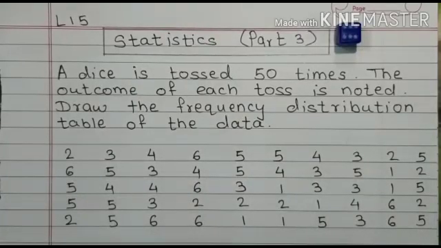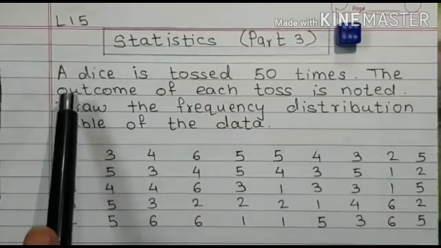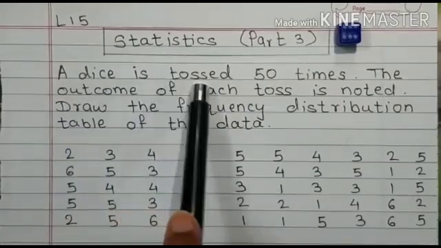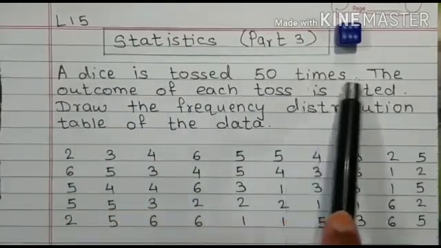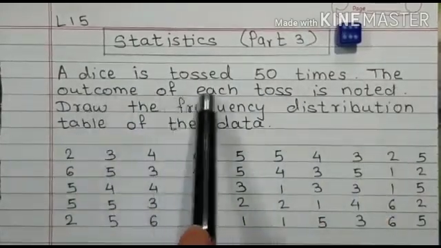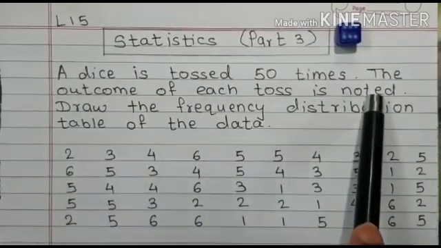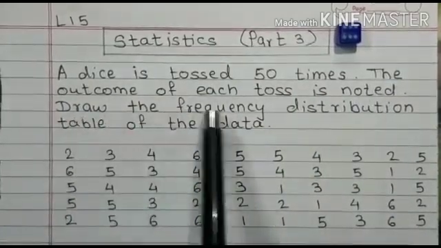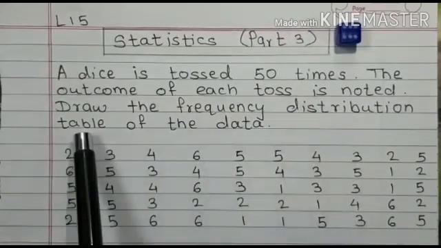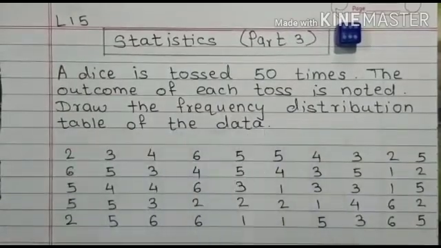Let us see one example of frequency distribution table. A dice is tossed 50 times. The outcome of each toss is noted. Draw the frequency distribution table of the data.